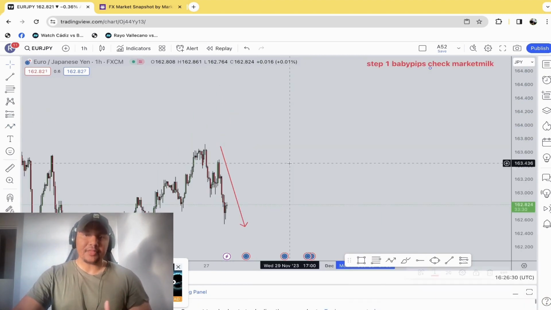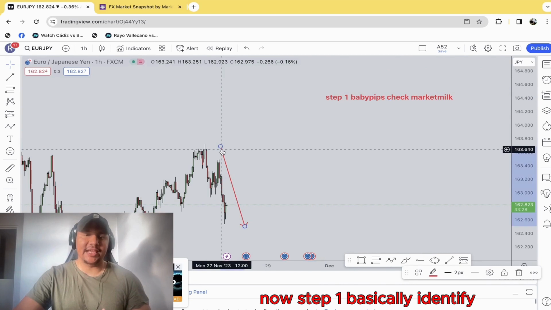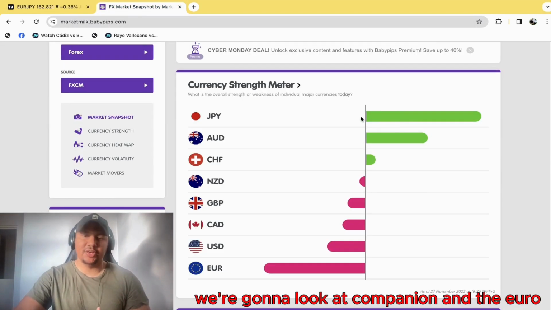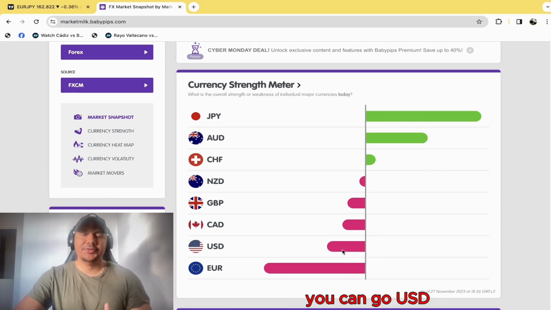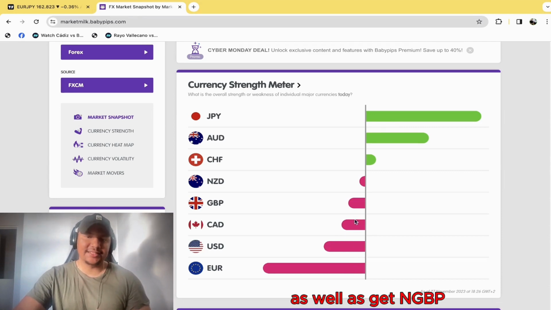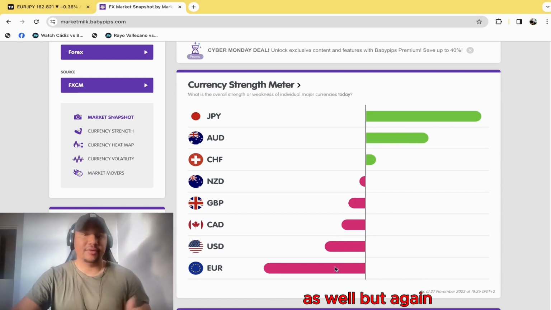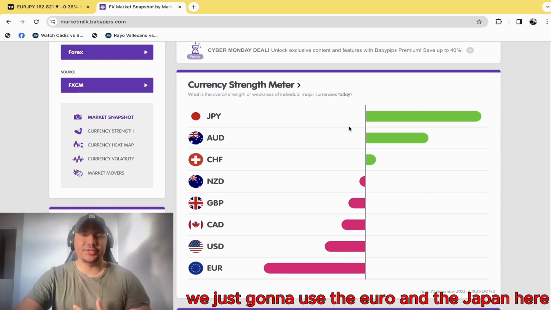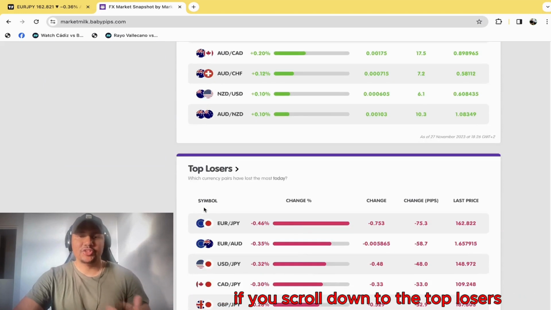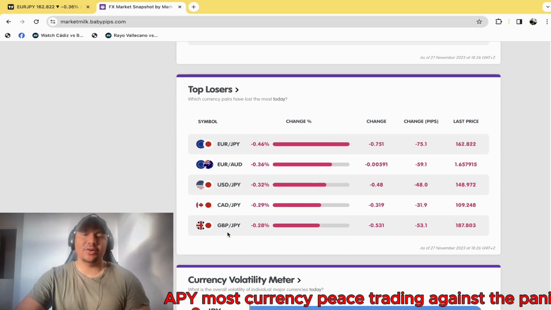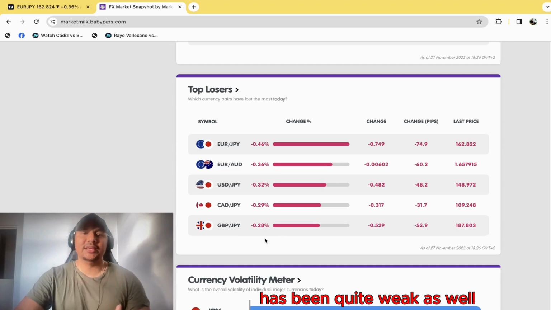Now step one, basically, identify the currency pair that you want to trade. In this case, we're going to look at the Japanese yen and the euro. You can go USD as well as CAD and GBP as well. But again, for this case, we're just going to use the euro and the Japanese yen. If you scroll down to the top losers, you can see here EUR/JPY, USD/JPY, CAD/JPY. Most currency pairs trading against the Japanese yen have been quite weak as well.